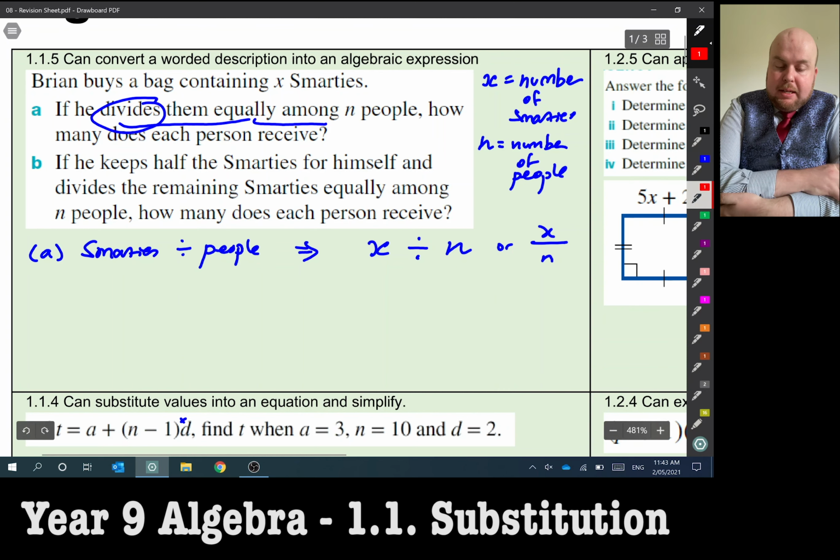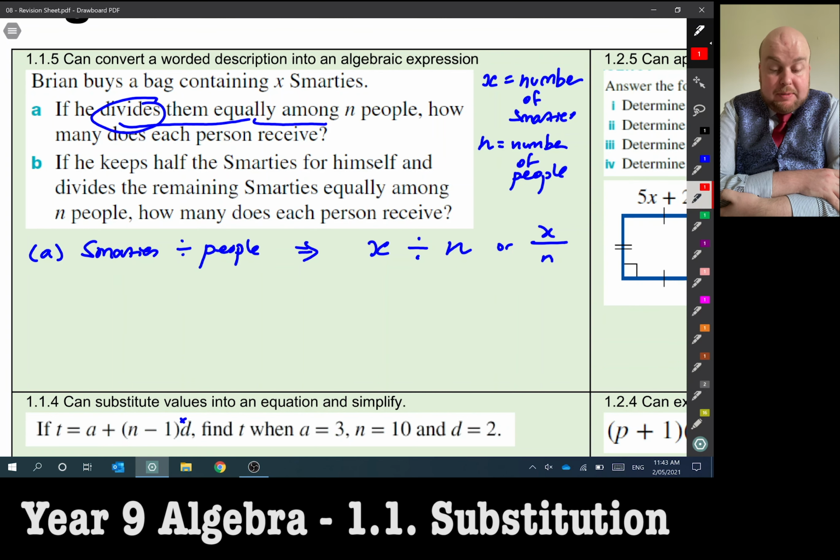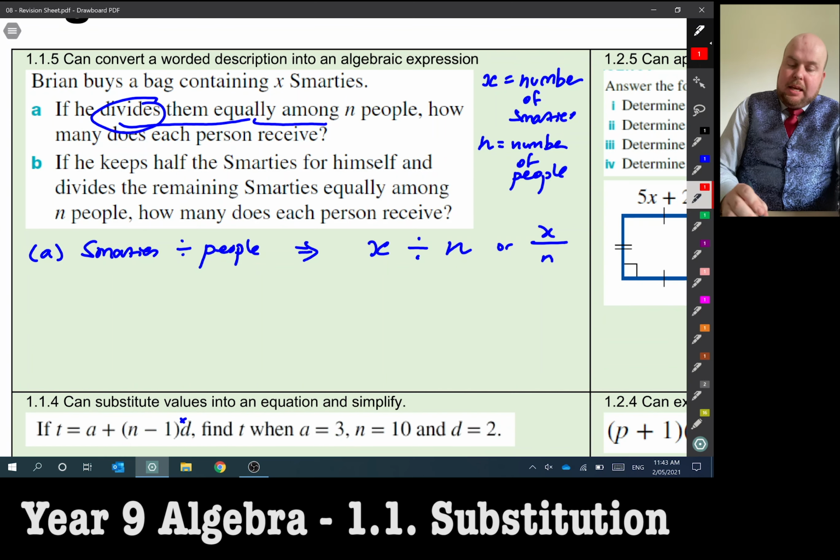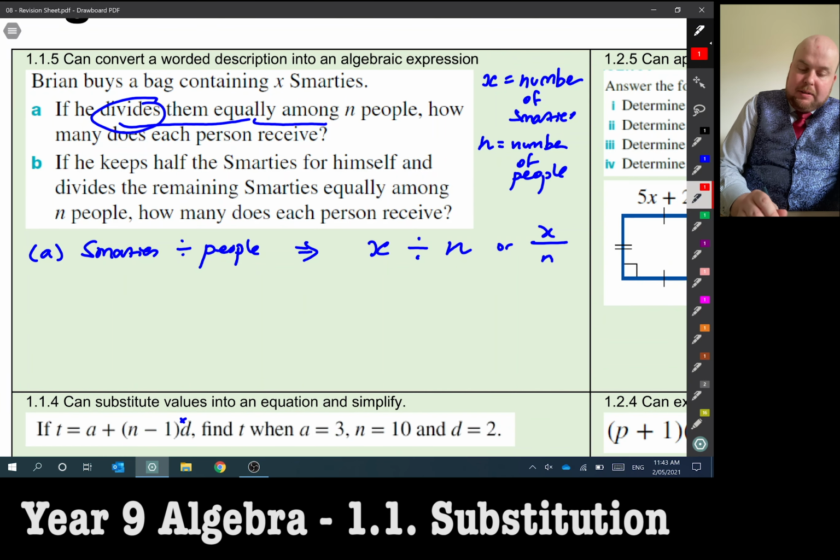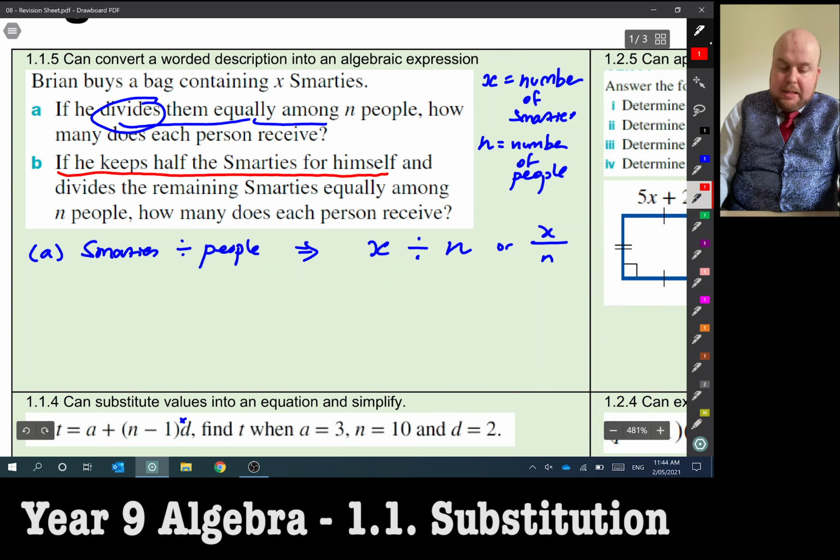For B, if he keeps half the Smarties for himself and then divides the remaining Smarties equally among N people, how many does each person receive? So if he keeps half of the Smarties for himself. So let's start with this first one here.